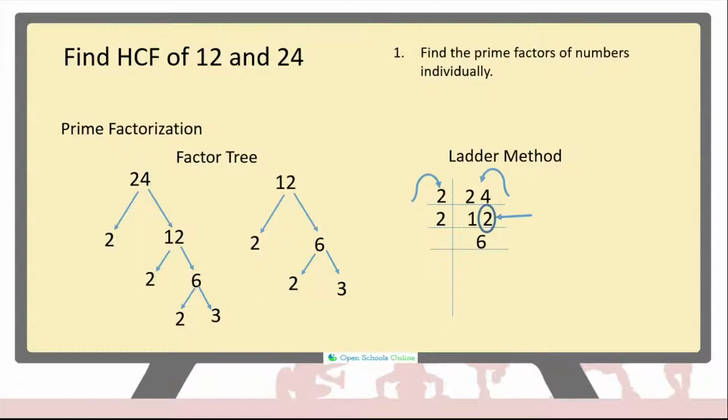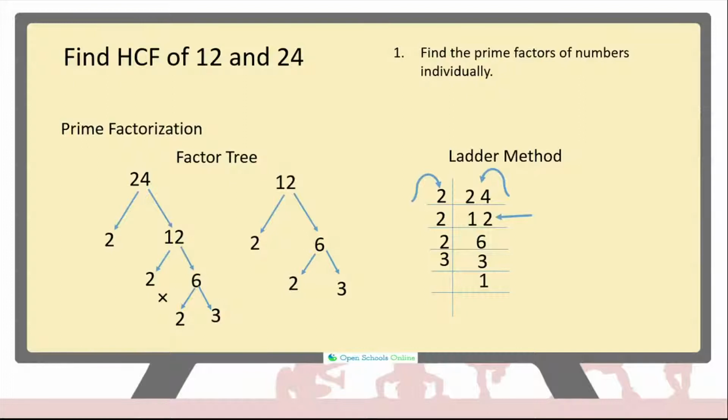Now similarly, we'll divide 6 by the smallest prime number, which is 2. 2 can divide 6. So we'll write 2 here and the quotient, which is 3, will come here. Now we have to divide 3. We know that 3 is a prime number and can only be divided by 3 or 1. But here we have to divide the smallest prime number. So we'll divide it by 3, as 2 cannot divide 3, right? And if we do, then our quotient will be 1, which we'll write here. I hope you understood up till now.